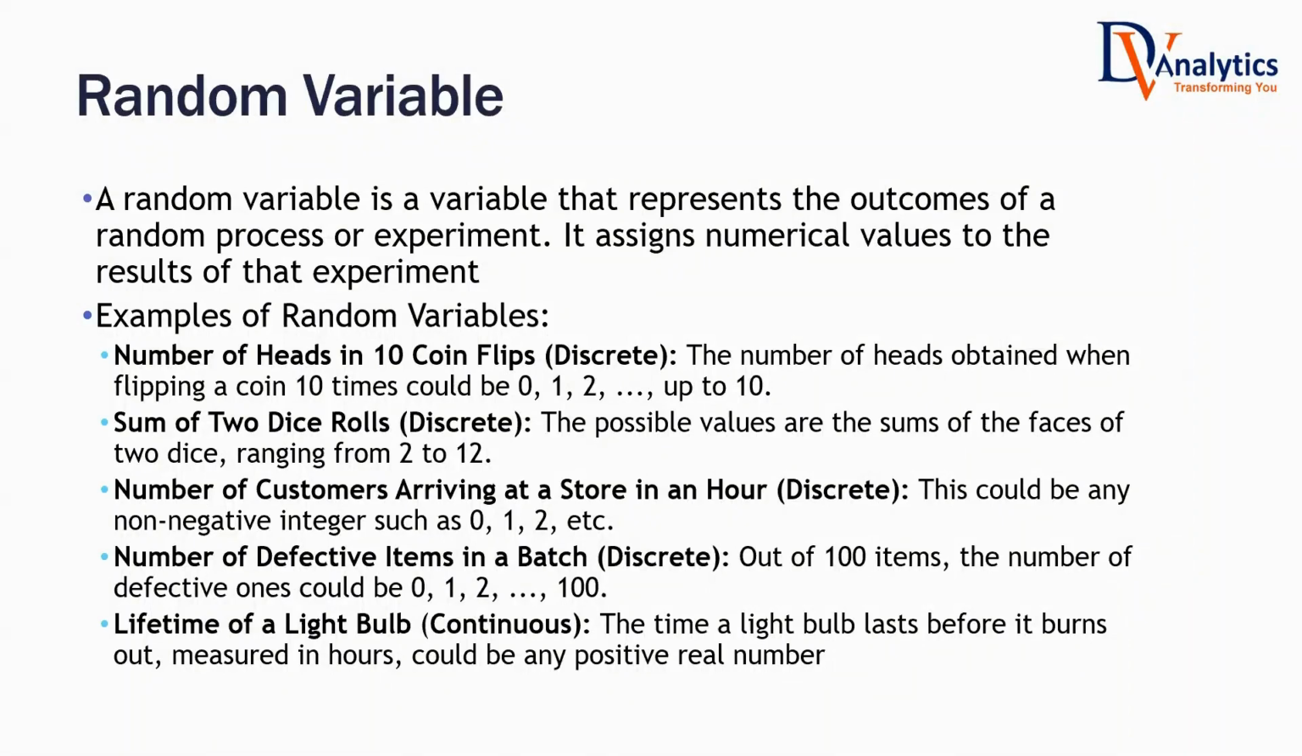You may get 2 heads, you may get 3 heads, you may get 5 heads. That is random. You cannot really say that you will definitely get only 5 heads. Sometimes you may get 6 heads, sometimes you may get 9 heads. So the number of heads in 10 coin flips is a random variable.